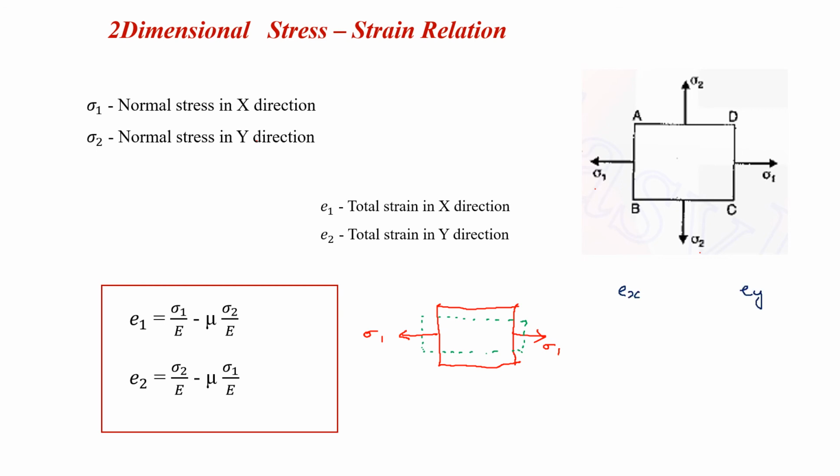Because of the tensile stress sigma 1 in x direction, the tensile strain in x direction, that is Ex, will be sigma 1 by E. And due to this tensile stress sigma 1 in x direction, the strain in y direction, which is compressive, will be minus mu into sigma 1 by E. Now as a second case, I can consider the effect of sigma 2 alone, which is again tensile, acting in y direction.